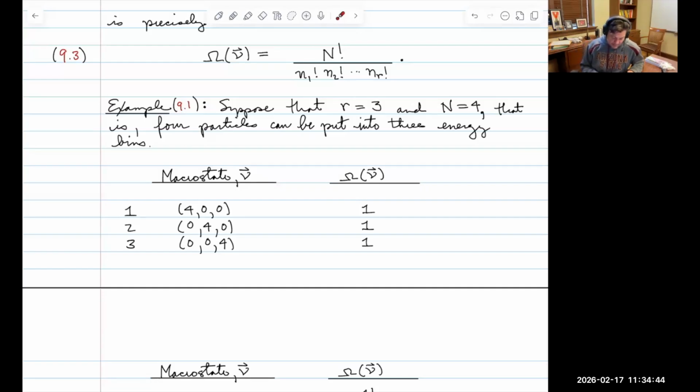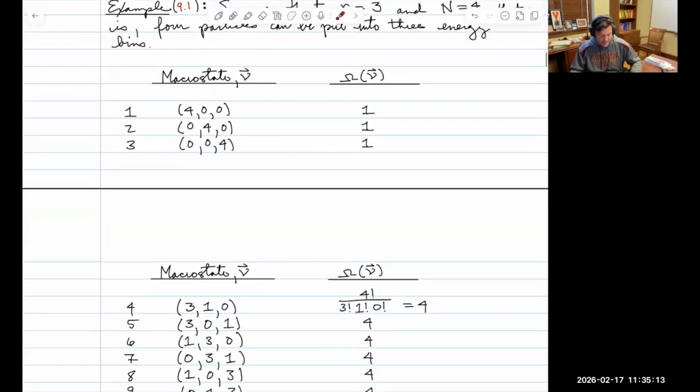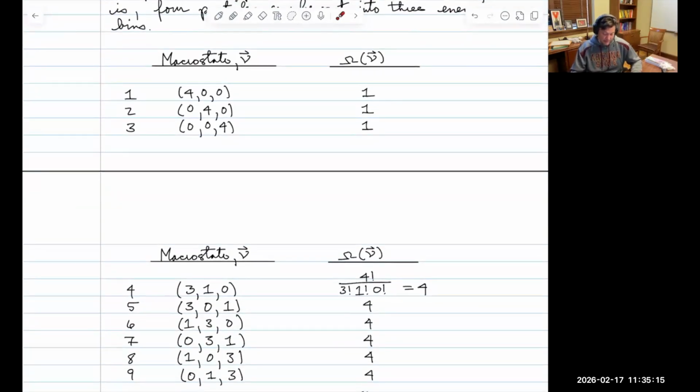So how many ways can we take our four particles and arrange them such that all four particles are in energy level one, and none are in energy level two, and none are in energy level three? Well, there's exactly one way to do that, one and only one way. And likewise, if we want to put all of our particles in energy level two and none in energy levels one or three, there's only one way to do that. And likewise, if all the particles go into the highest energy level three, there's only one way to do that.